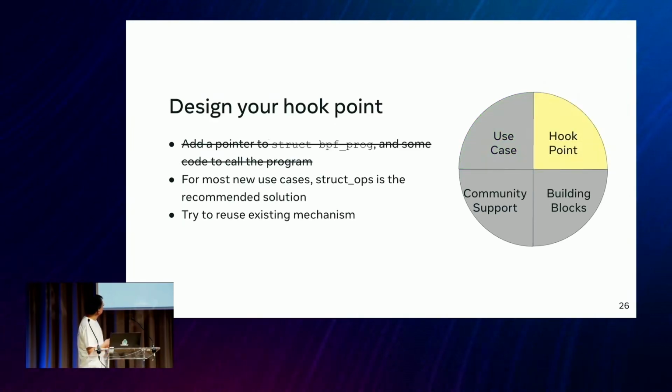Sometimes BPF is just part of the solution. You need other things. How do you glue everything together? Then you need to design your hook point. In the past, if you look at some older kernel code, you'll see a pointer to a BPF program and some logic to trigger that. And nowadays, that's really not going to scale. So for most of the new use cases, we recommend struct ops, as I think I've mentioned a couple times in this conference. I'll give another example later. Also, try to reuse some existing mechanism, and sometimes we see very good solutions in very creative ways.